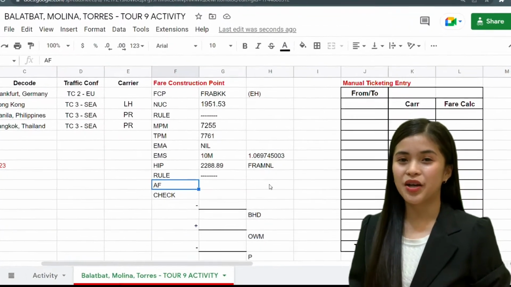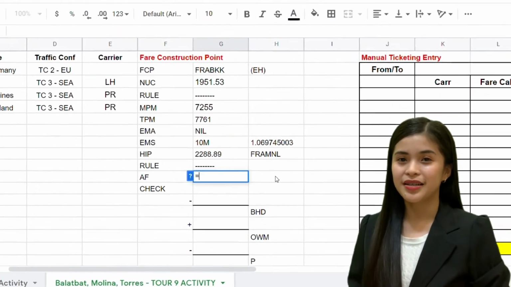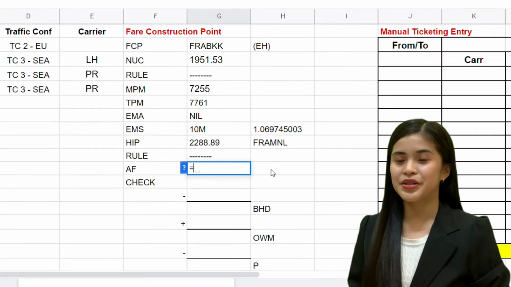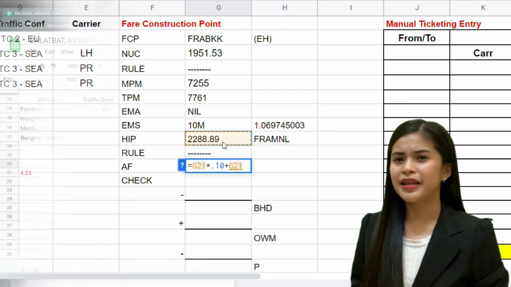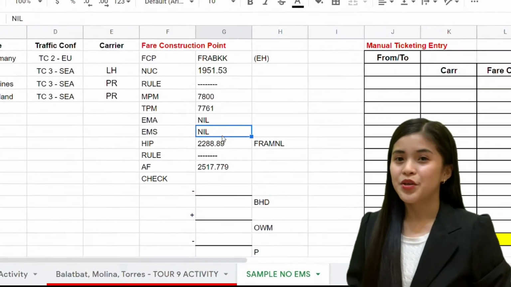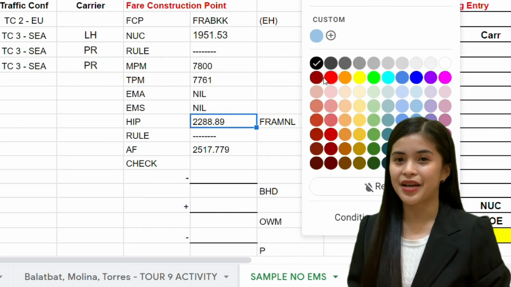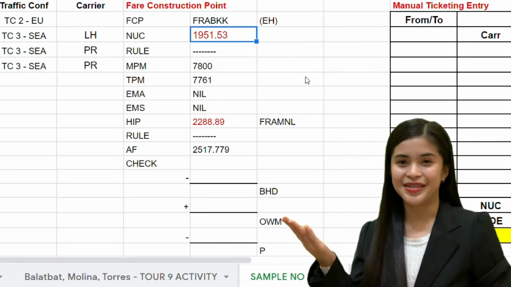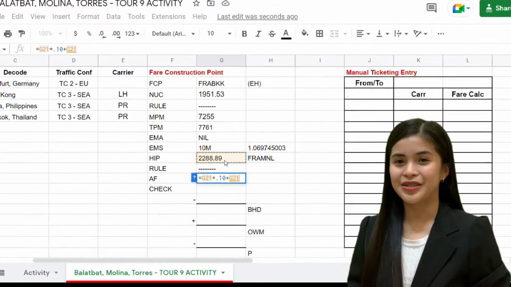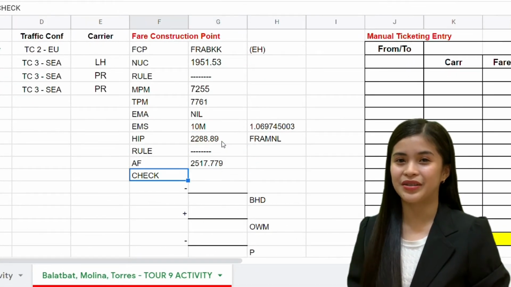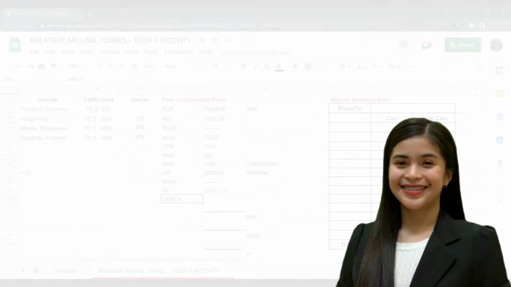For the computation of AF or actual fare, since EMS is given, we will use the formula high NUC times EMS, and then add again the high NUC. But let us say that there is no EMS. You will only have to choose whichever is higher between HIP and NUC. But let us focus on the given scenario. After the computation, we will have 2,517.779 as our actual fare.